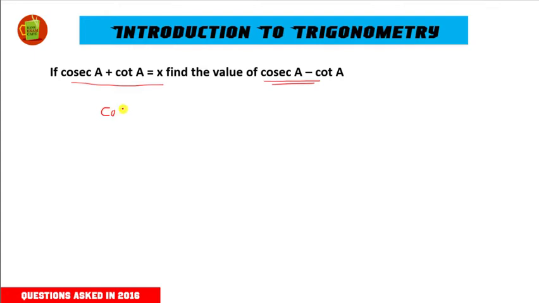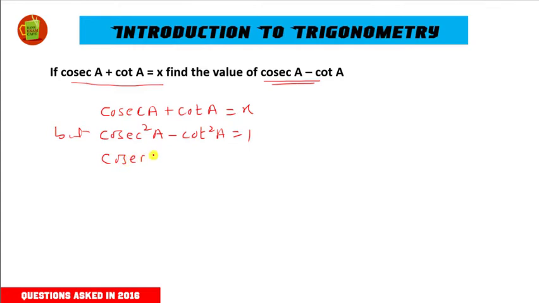Here friends, it is given that cosec A plus cot A is equal to x. We know that cosec square A minus cot square A is equal to 1. We know this, and therefore, this is just a square minus b square, so it will be (cosec A minus cot A) into the other bracket (cosec A plus cot A), which is equal to 1.